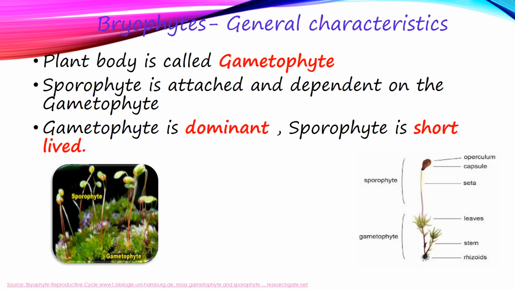The haploid gametophyte is dominant, long-lived, green and independent in nature, whereas the diploid sporophyte is short-lived. The sporophyte attaches itself to the gametophyte and depends on it nutritionally. The sporophyte consists of a foot, a stalk called the seta, and a capsule, otherwise called the sporangium. In the sporangium, the spores are produced. The foot of the sporophyte is covered by a leaf-like structure.